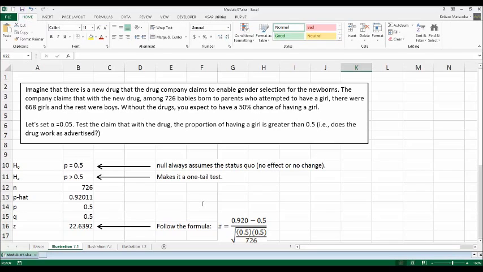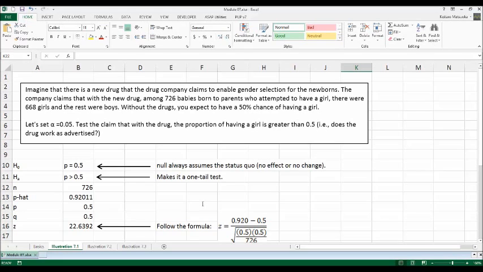You want to test the claim that with the drug, the proportion of having a girl is greater than 0.5, meaning that does the drug work as advertised? If the mom takes this drug, does she have a better chance in having a girl? So first, this is a claim about the proportion, and in this class we'll be testing the claim about the proportion or the mean. So this problem is a proportion because the problem says so.